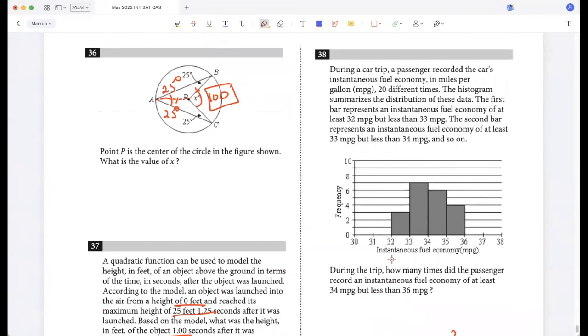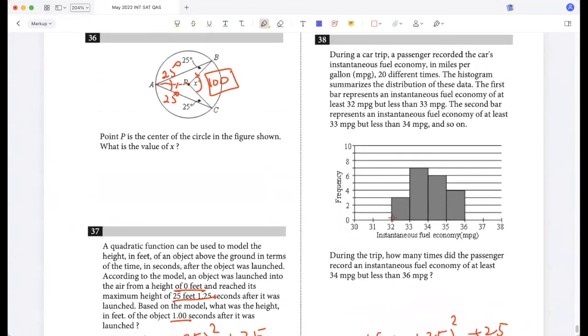During a car trip, a passenger recorded the car's instantaneous fuel economy in miles per gallon 20 different times. The histogram summarizes the distribution of these data. The first bar represents an instantaneous fuel economy of at least 32, but less than 33, and so on. During the trip, how many times did the passenger record an instantaneous fuel economy of at least 34, but less than 36? Okay, at least 34, but less than 36. So that's 6 and 4, so total of 10 times.